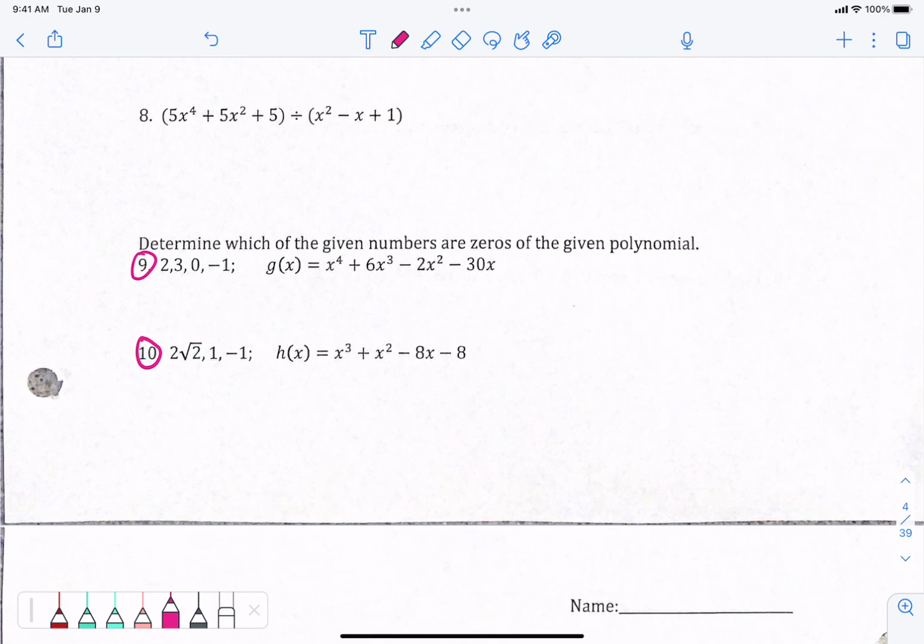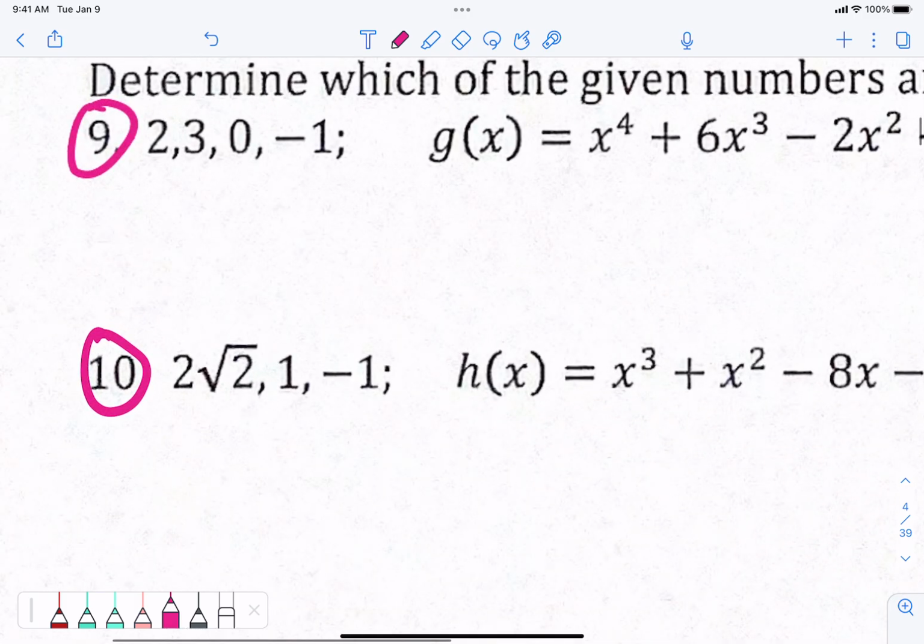So number 9, we are trying to figure out whether these are zeros of the polynomial. So 2 and 3 and 0 and -1, right? That's basically like trying to say, is x minus 2 a factor? Does it go into there, right? Is x minus 3 a factor? Does that make sense? Okay.